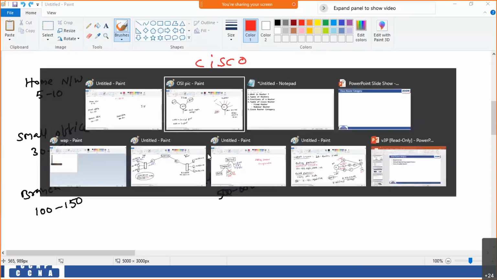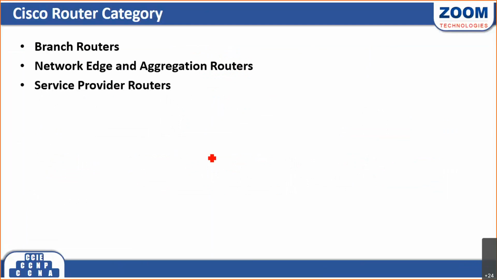So Cisco router categories are branch router, network edge aggregation router, and service provider router. Branch routers are used for branch offices. Network edge aggregation routers are used for head offices, campus offices. Service provider routers are ISP routers. So these are the basic, major Cisco router categories.